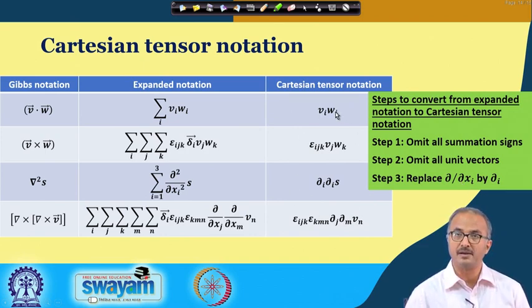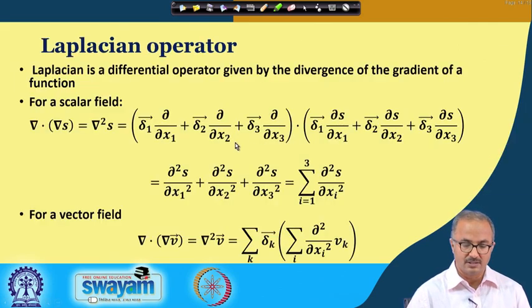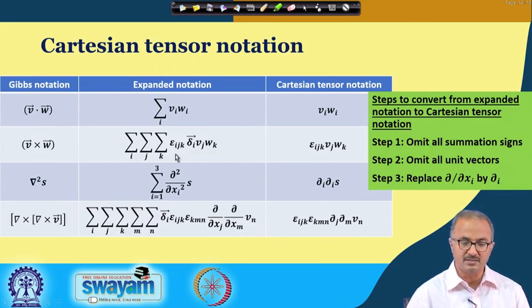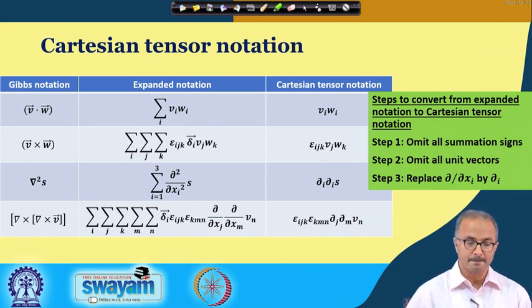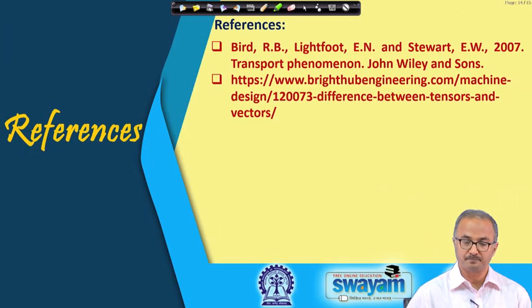So you find that in many books and in the literature, they use this kind of notation so that they can economize on space. You can see this particular thing requires a lot of space, but the same thing is a very concise form of representation. So these are the things which you will find.